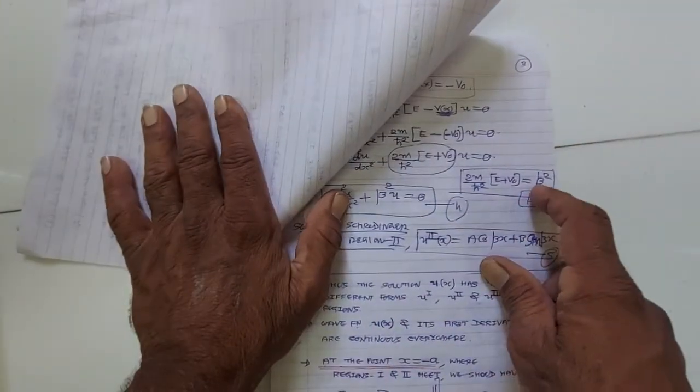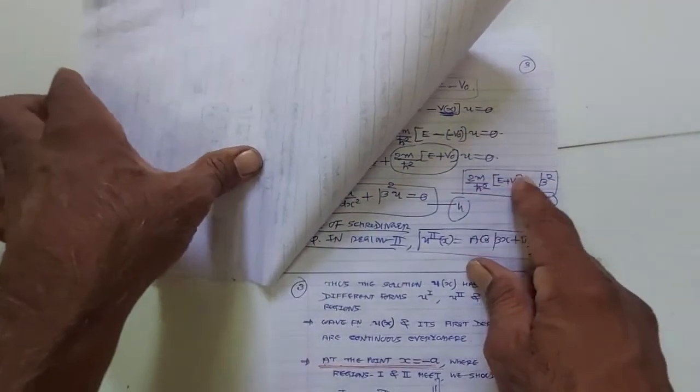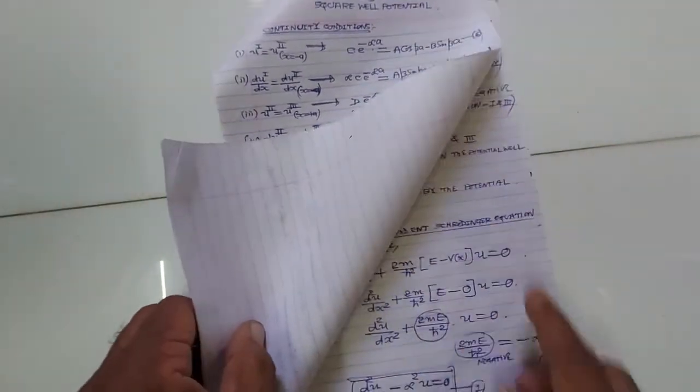And what is beta square? Beta square is a known constant. Beta square is 2m upon h square e plus b zero. So beta is under root 2m upon h square e plus b zero. So A, B, C, D are unknown constants, and alpha square is equal to 2m upon h cross square, and beta square, 2m upon h cross square e plus b0, are known constants.